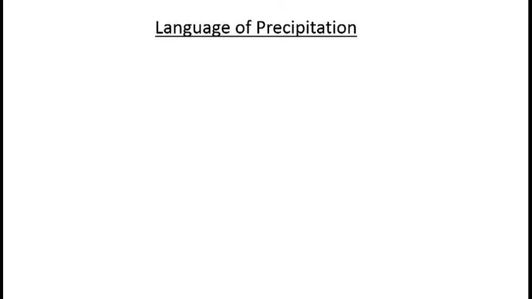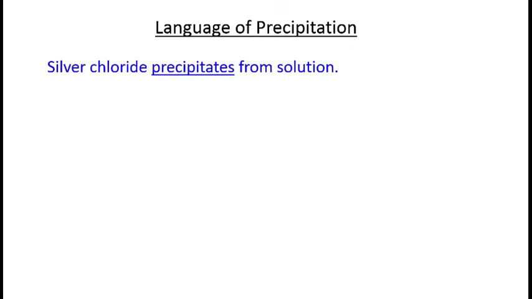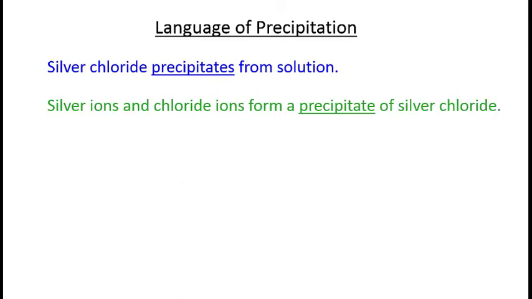There is some language that surrounds the precipitation process. Even the word precipitate can be used as a verb or a noun. We would say that the silver chloride precipitates from solution. Here we're using the word as a verb. We would also say that silver ions and chloride ions form a precipitate of silver chloride. Here we're using the word as a noun.